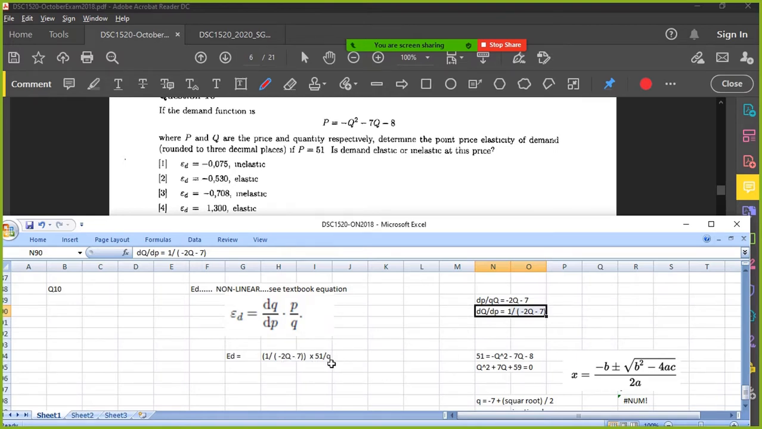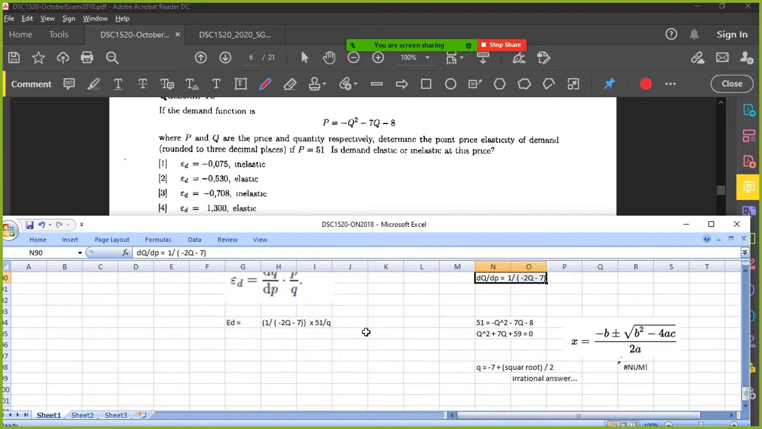Yeah, the problem is the Q. There must be a working error here somewhere. Let's go back through it again. Alright, so we said P equals 51. 51 equals minus Q squared minus 7Q plus, not plus, minus 8. Okay, so take everything to that side. Becomes plus 8, so that's 59. Take everything to that side, becomes plus 7, that's fine. Take that to the other side, it's plus Q squared, that's also fine.